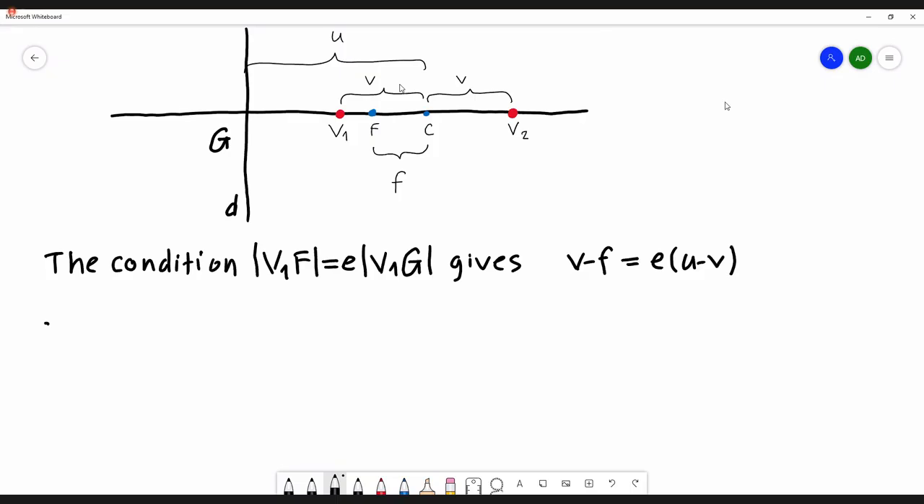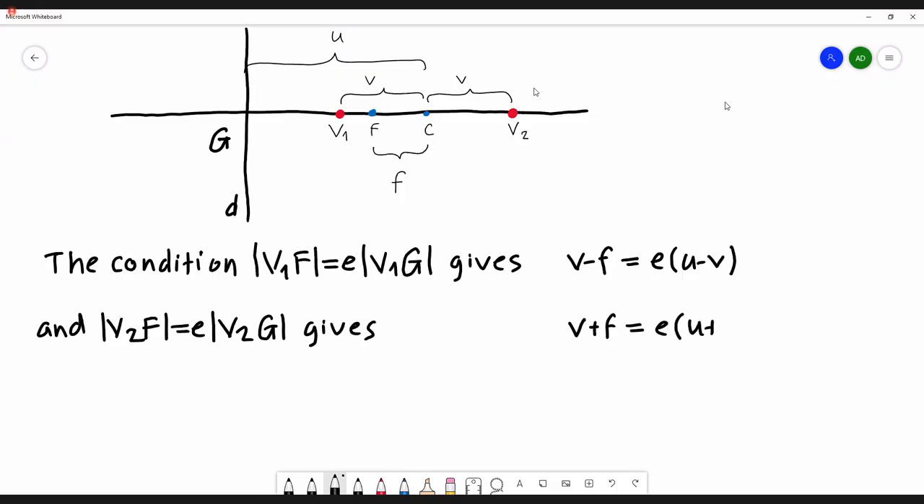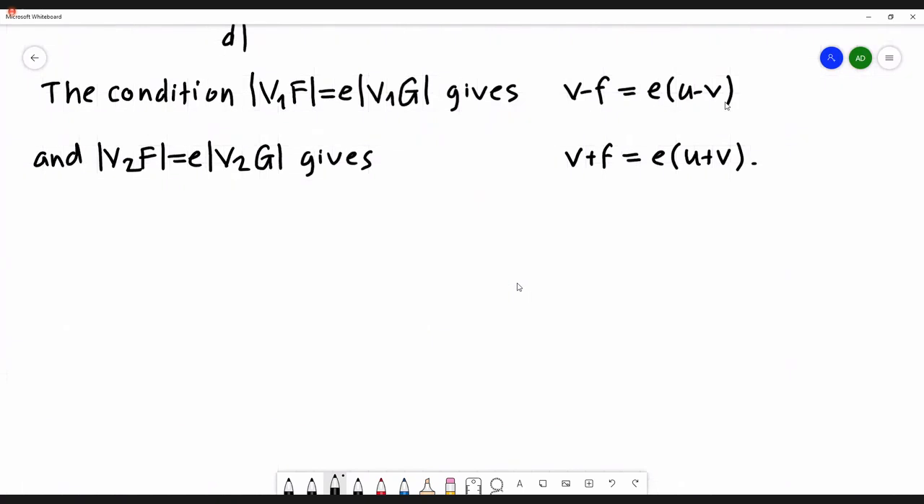And on the other hand, the second vertex is also on the ellipse, so it must satisfy the relation, which gives in a similar manner: V2F, you can check that V2F is F plus V, and this is equal to E times U plus V. Okay, now we can combine these equations to solve for V and U.